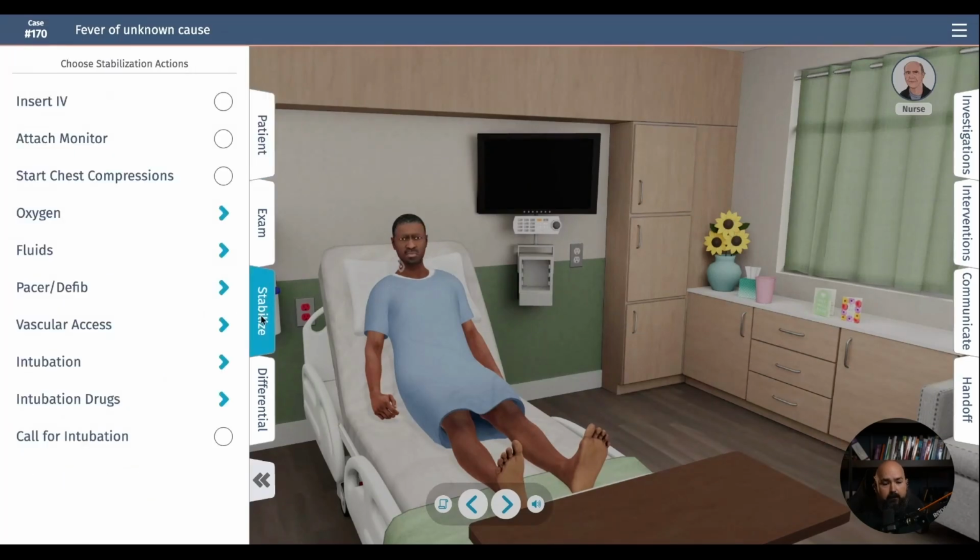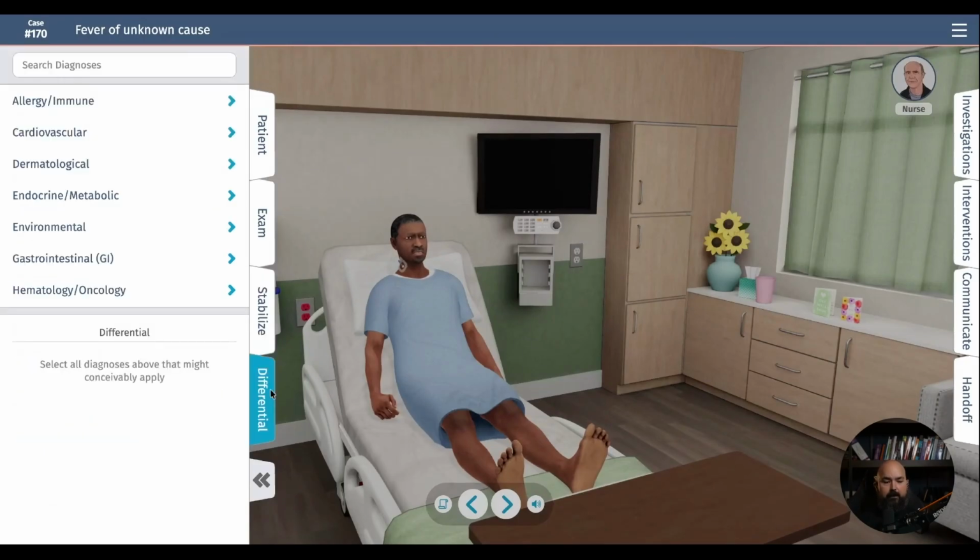The third tab is stabilization. So we have insert IV, attach monitor, start chest compressions if this patient was having an arrest, oxygen, fluids, pacer, vascular access, intubation drugs, call for intubation. You have your differential tab. So as you're going through this, we're going to build a differential diagnosis because ultimately we have to potentially diagnose the patient, treat the patient or temporize the patient, get them to where they need to be with a working diagnosis.